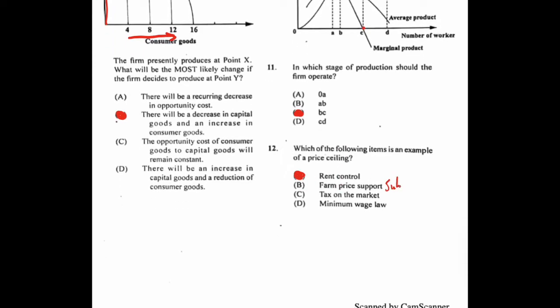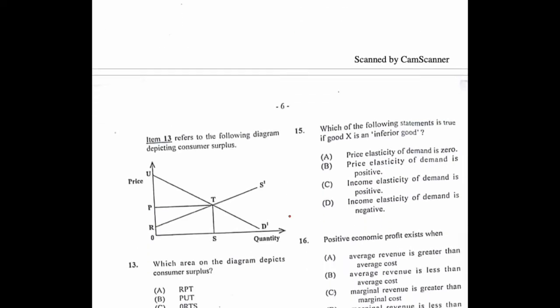An example of a price ceiling is rent control. Again, this is a subsidy, so this would shift the supply curve to the right. This is a tax, so obviously this would shift the supply curve to the left. And minimum wage law, that would actually be a price floor. So best answer is A, rent control.